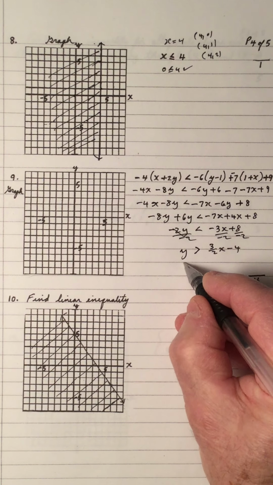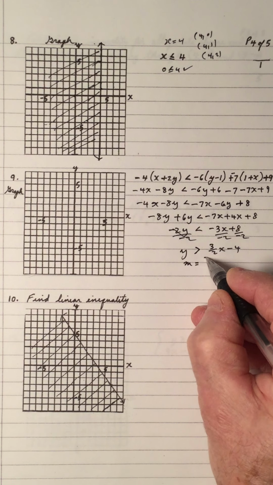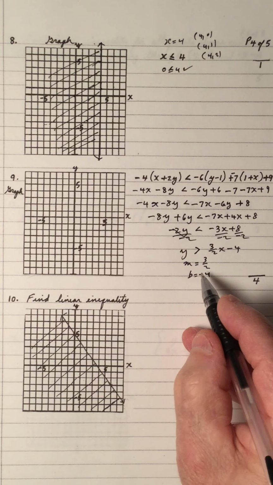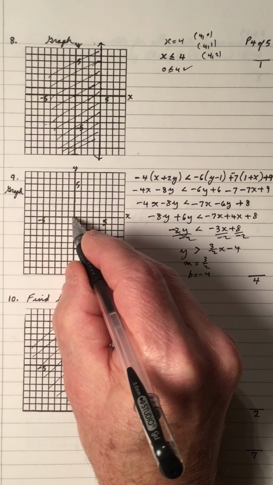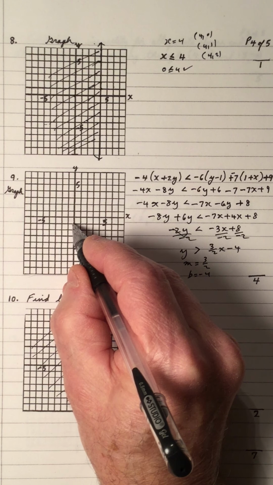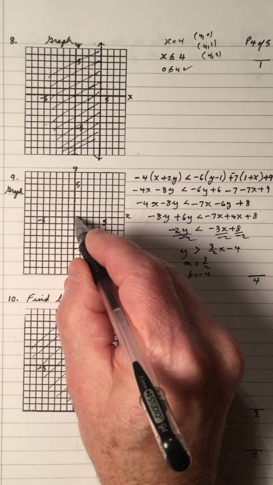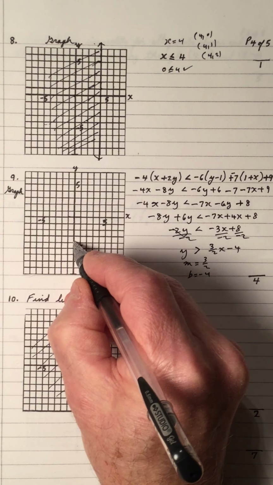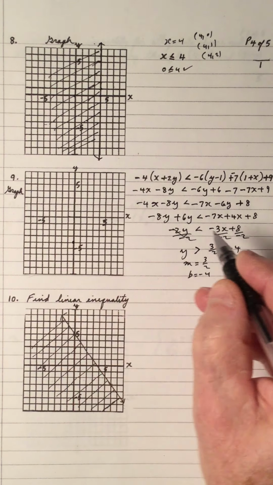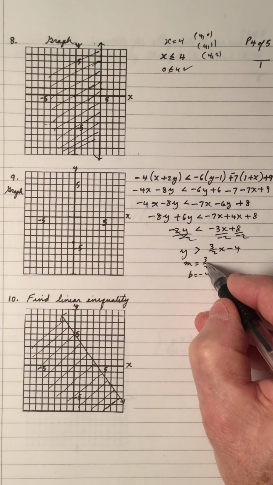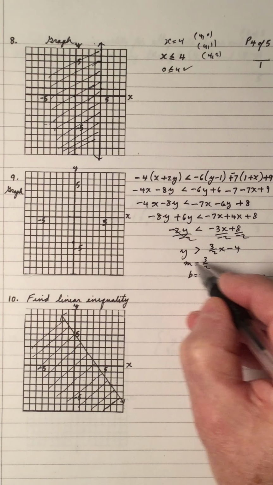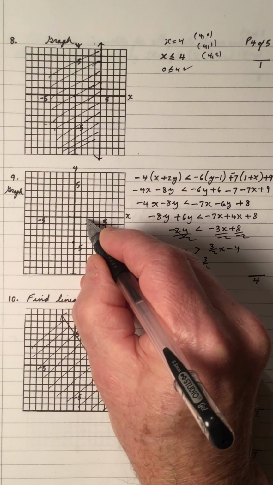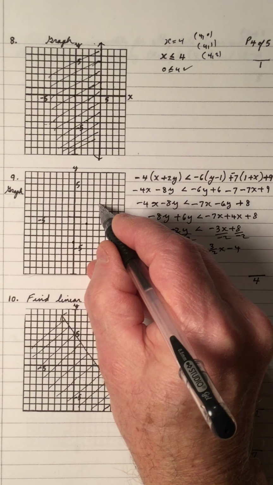The slope of this boundary line is 3 over 2, and the y-intercept is negative 4. So let's plot the y-intercept of negative 4. 0, negative 4 is right here. There's the xy axis: negative 1, negative 2, negative 3, negative 4. There's the y-intercept, and we'll rise 3 and go right 2. 1, 2, 3, right 2. 1, 2, 3, right 2.